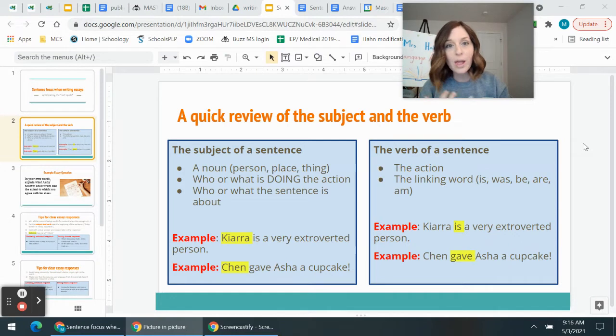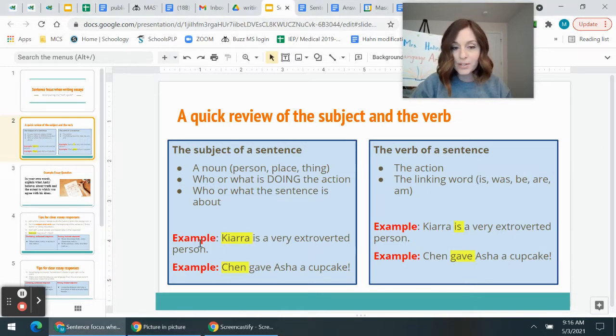That's crucial to writing a sentence that is focused rather than confusing, and a sentence that has soft spots that make it a little hard to understand. So let's quickly review the subject of a sentence. A subject of a sentence is first a noun, meaning it has to be a person, place, or thing. Second, it is who or what is doing the action of the sentence. And third, if there is no action, it's who or what the sentence is about.